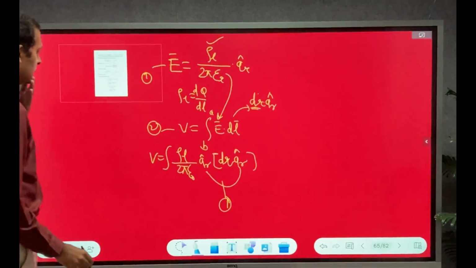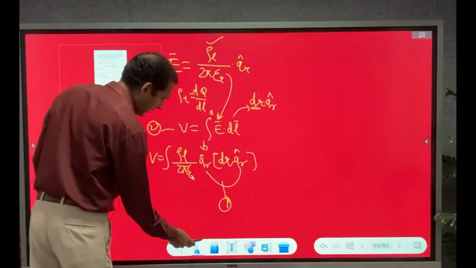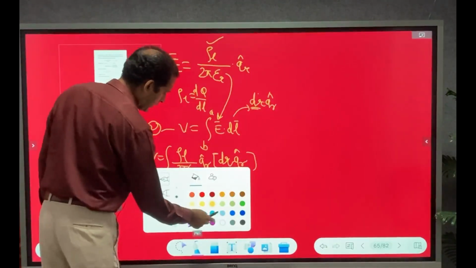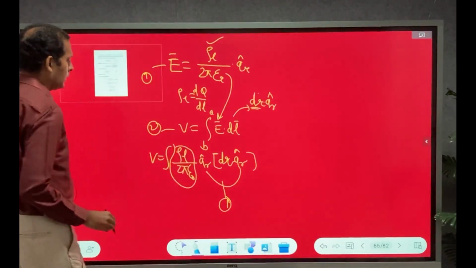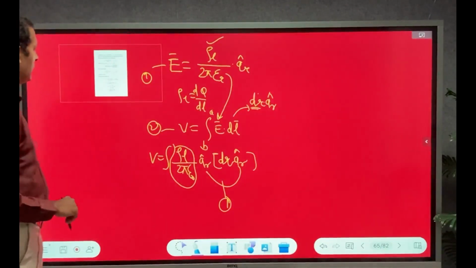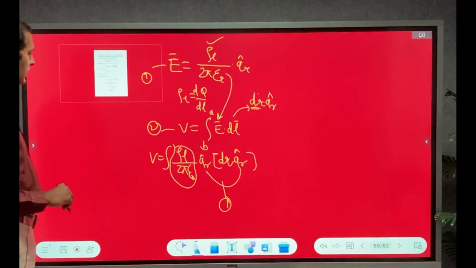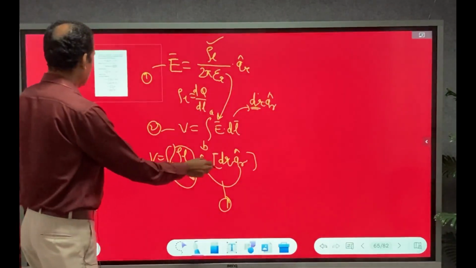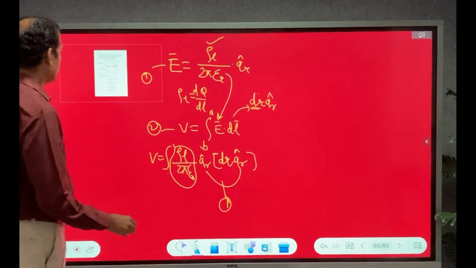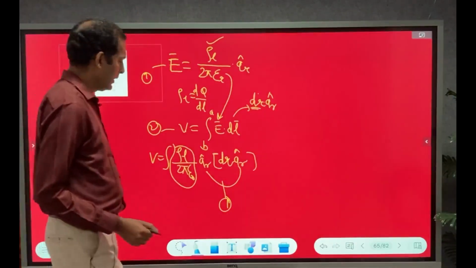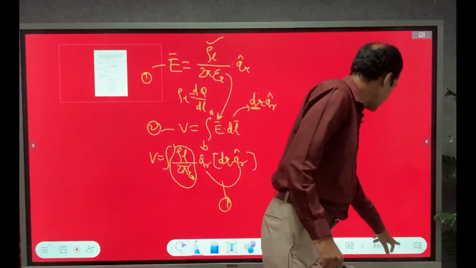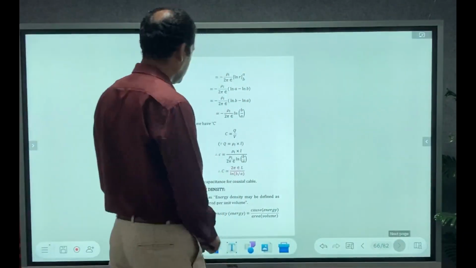So now for integration, what are the constant terms? We will take them outside. So here the constant term is rho L by 2 pi epsilon naught, which we will take out. So what will be the remaining term inside? It will be dr, so 1 upon r. So we will integrate it and we will get the answer.